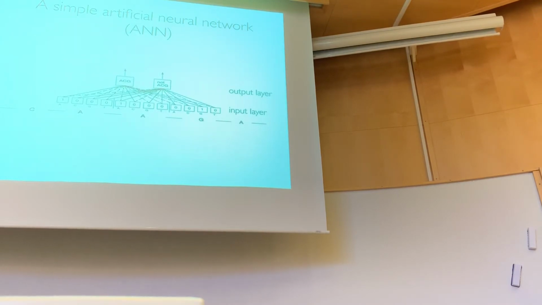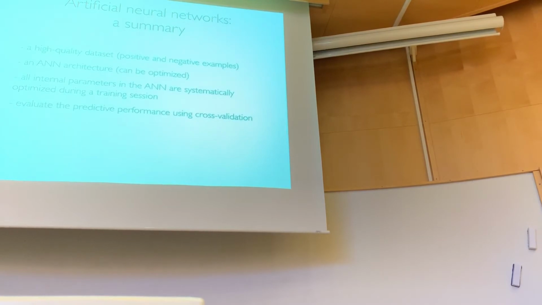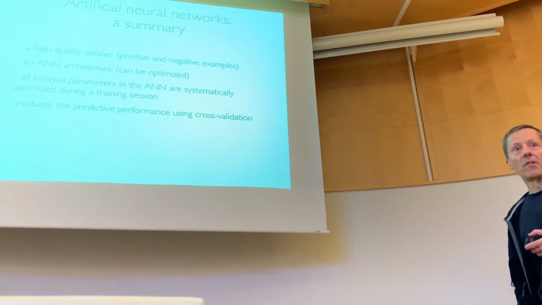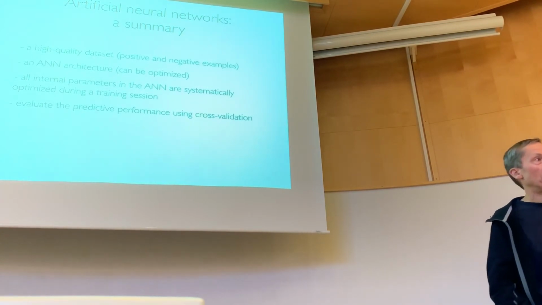So input layer, output layers, hidden layers. You train it on a high quality data set, of course, positive and negative examples. You can try different architectures, and then you just optimize the parameters and evaluate using cross-validation and jackknifing. In the early days, of course, the positive and negative examples were picked by hand from the literature.